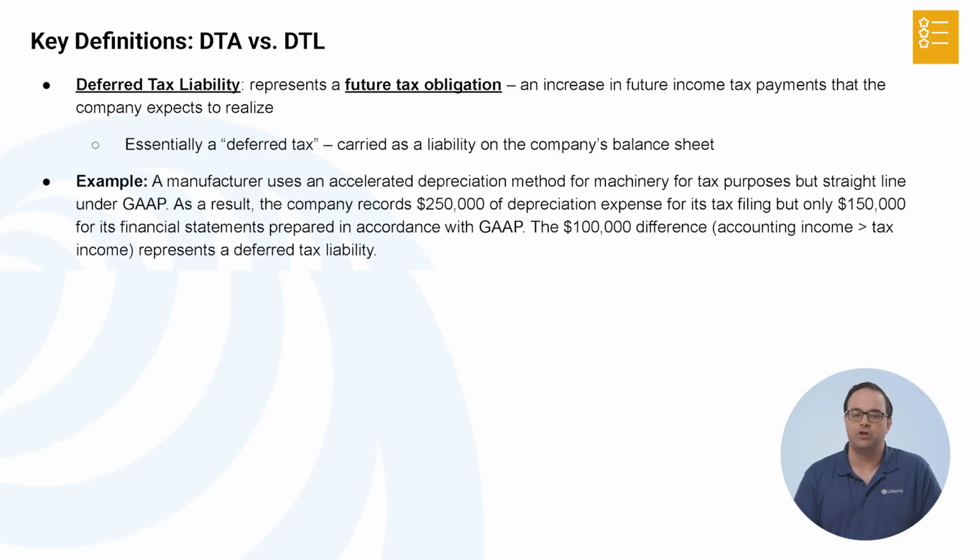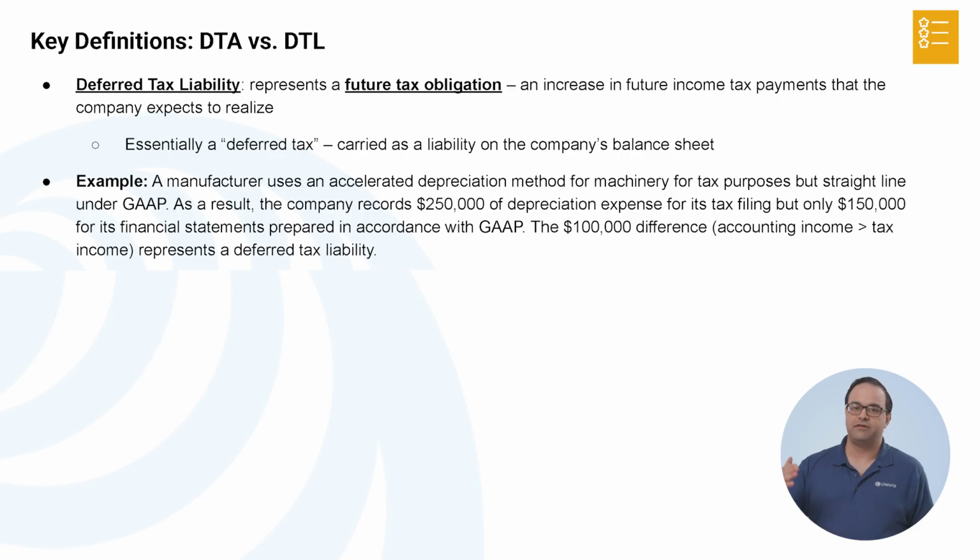So in this example, we look at a manufacturer that uses accelerated depreciation for its machinery for tax purposes, but straight line under GAAP. As a result, the company would be recording a higher amount of depreciation expense for tax and lower taxable income versus US GAAP. In this scenario, that difference would be $250,000 of depreciation for income tax purposes, only $150,000 for its financial statements. So the $100,000 difference, and again, this is a temporary difference between the accounting and taxable income.